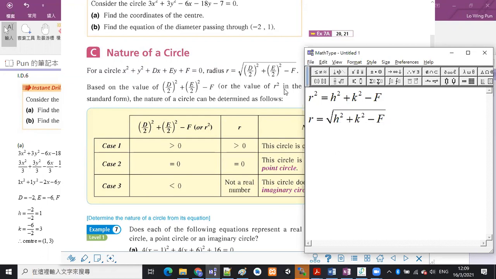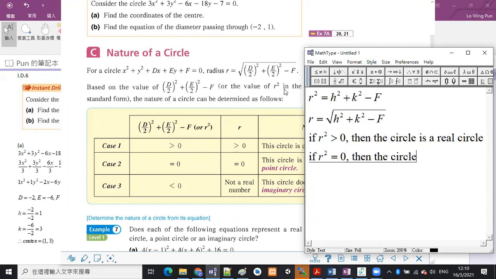And now we will categorize into 3 different cases. If r squared is larger than 0, then the circle is a real circle. Sometimes if r squared is exactly equal to 0, then the circle is called a point circle.